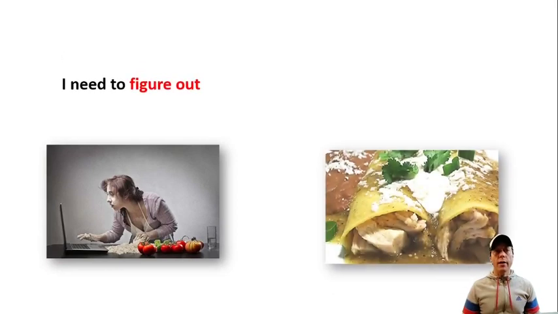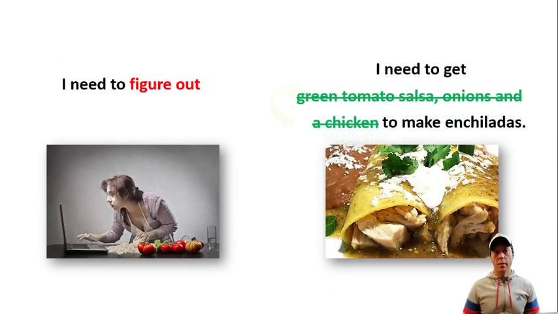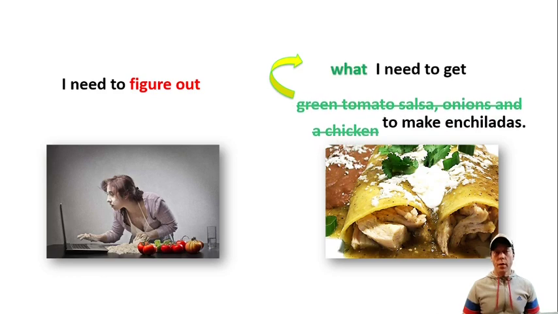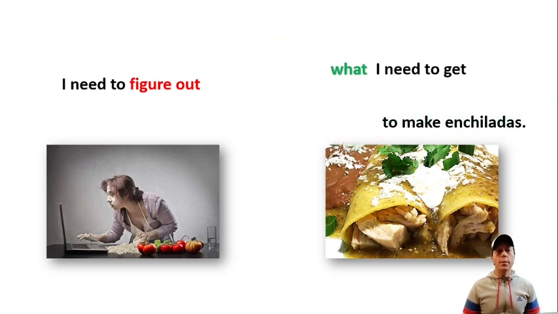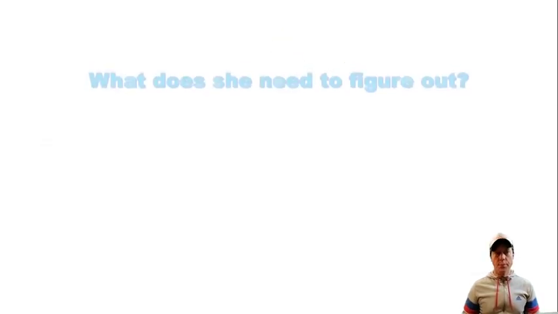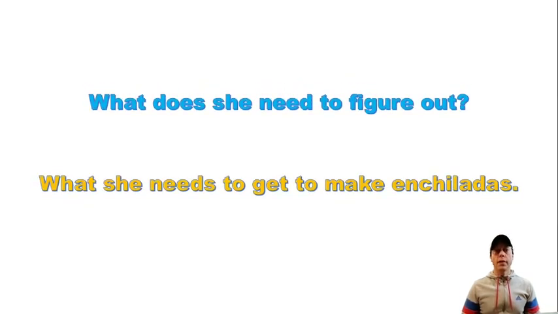So this is how it works. I need to figure out what I need to get to make enchiladas. And the question, what does she need to figure out? What she needs to get to make enchiladas is the answer to that complex question.